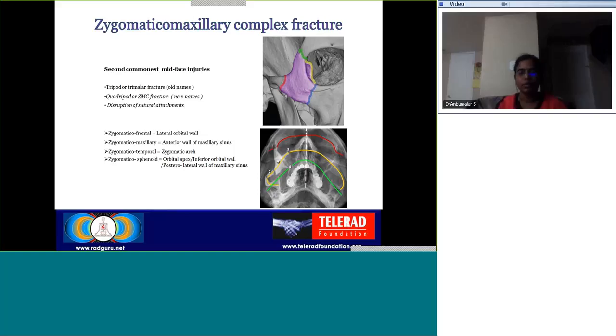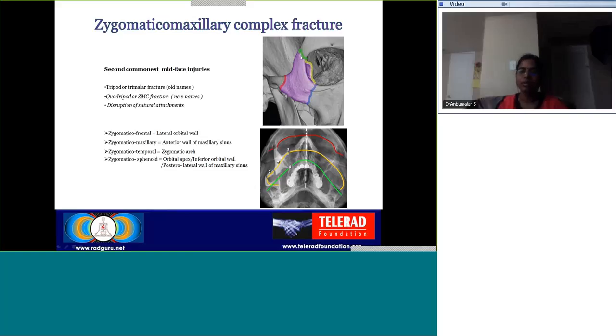The zygoma is just separated from the 4 sutural attachments. Normally, the zygoma is attached to the frontal bone through the zygomaticofrontal suture, and the zygoma is attached to the maxilla through the zygomaticomaxillary suture, and through the zygomatic arch, it is getting attached to the temporal bone, that is the zygomaticotemporal suture, and posteriorly it has a zygomaticosphenoid suture that is seen along the inferior orbital wall and along the posterolateral wall of the maxillary sinus.